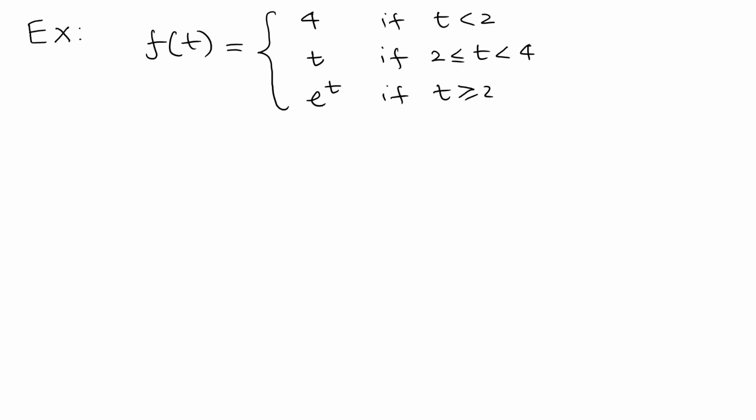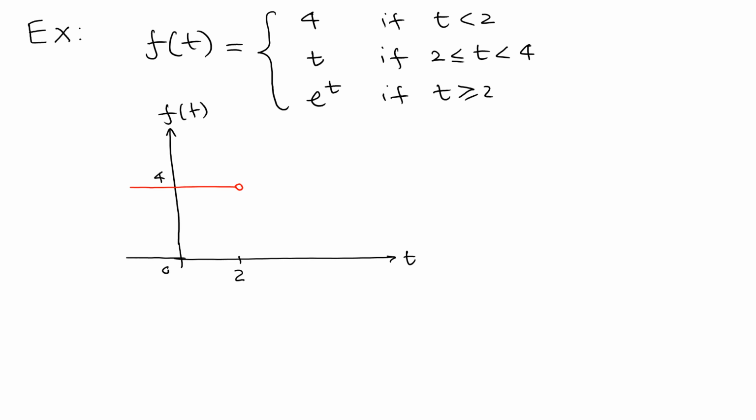So try to do this piecewise function as an exercise, and this is very similar to the previous problem, but we have 3 pieces now. So you can see until 2 it is 4, it's flat. If you look at the graph, this is what you get. And then between 2 and 4, you can see the graph is a line that passes through 0, so you get this one. So you get the line between 2 and 4, and then the final part after 4 you get the exponential part.